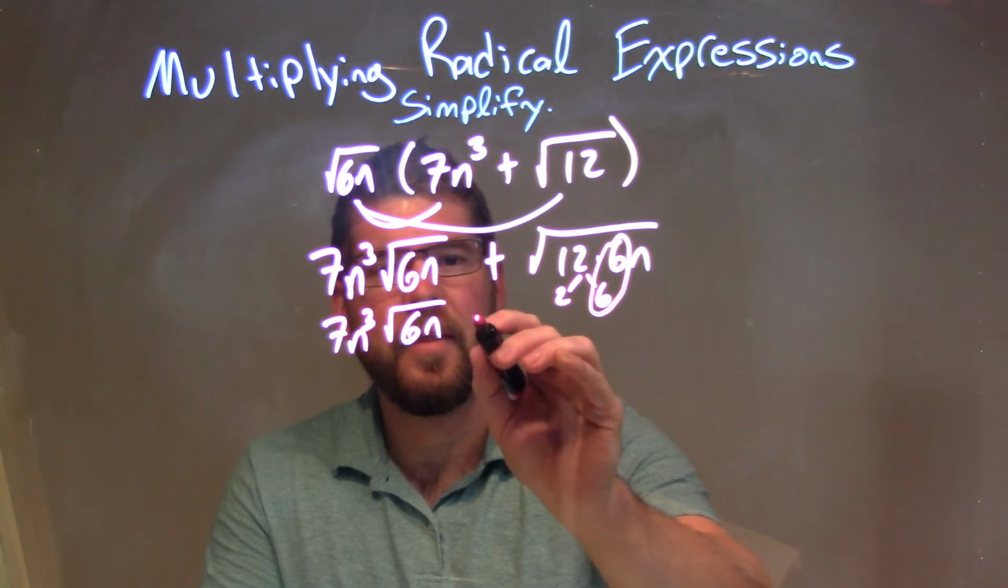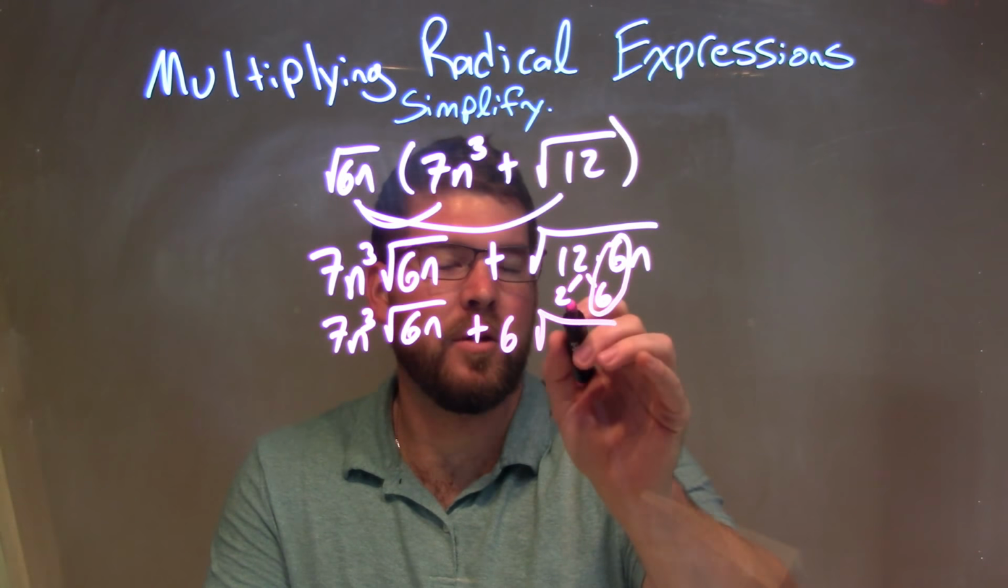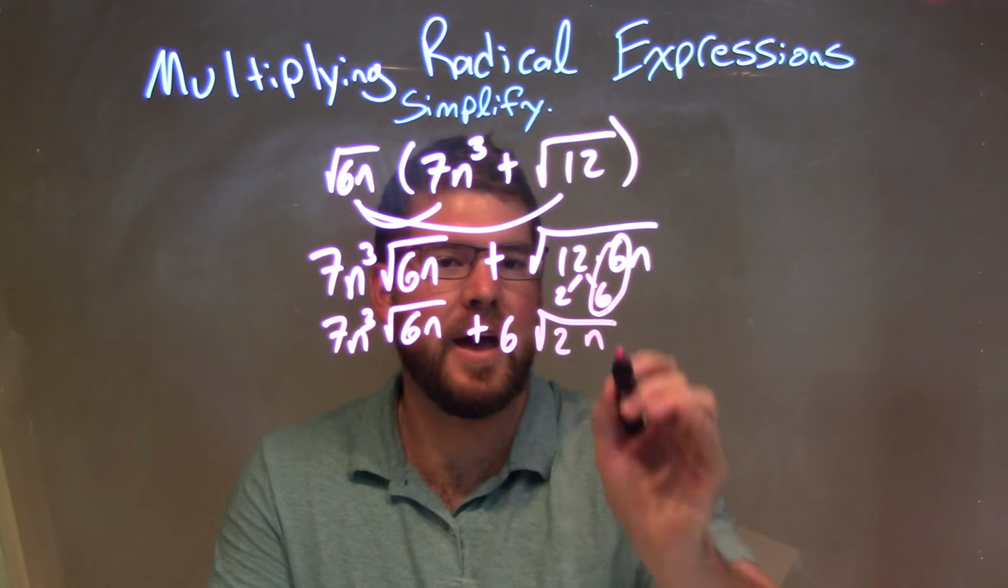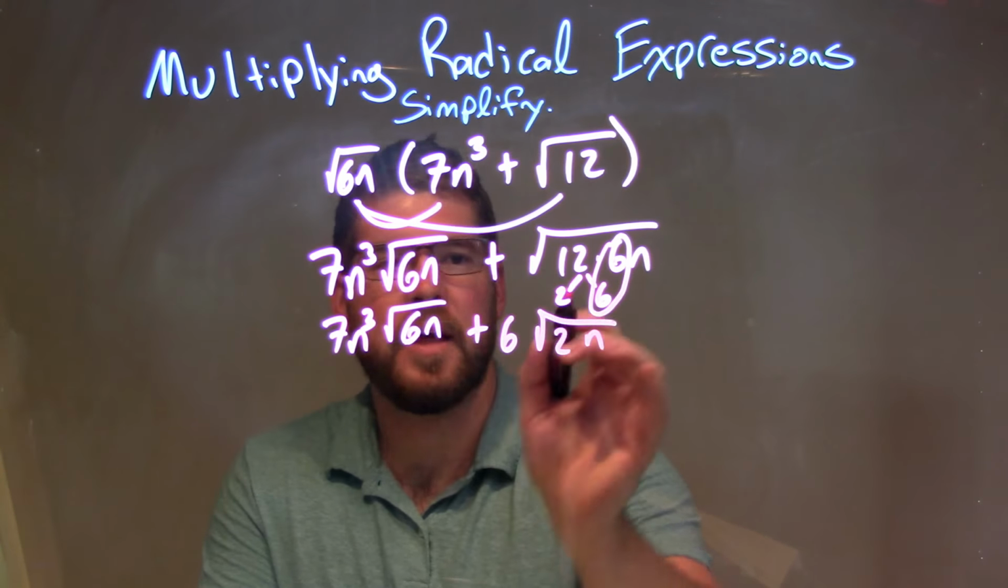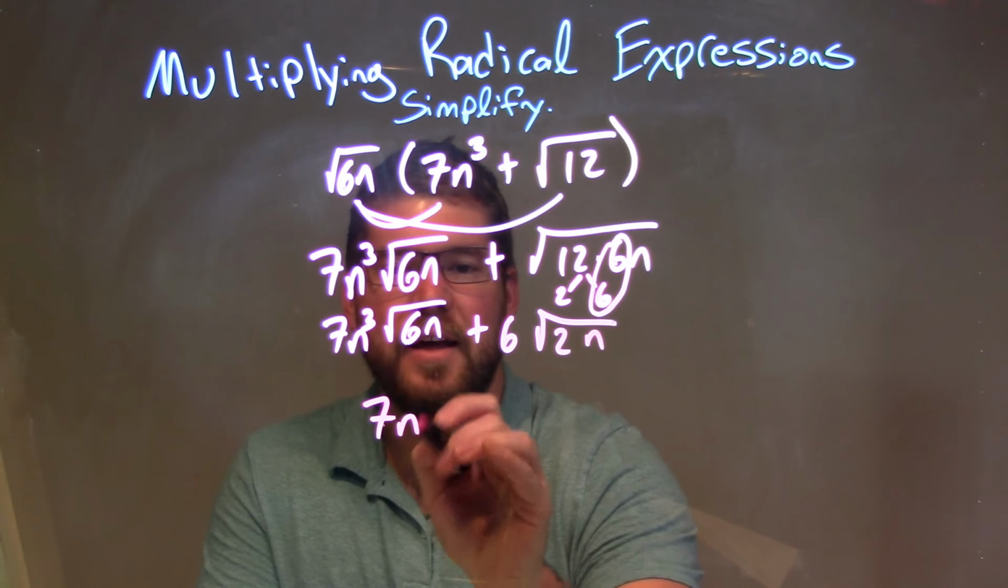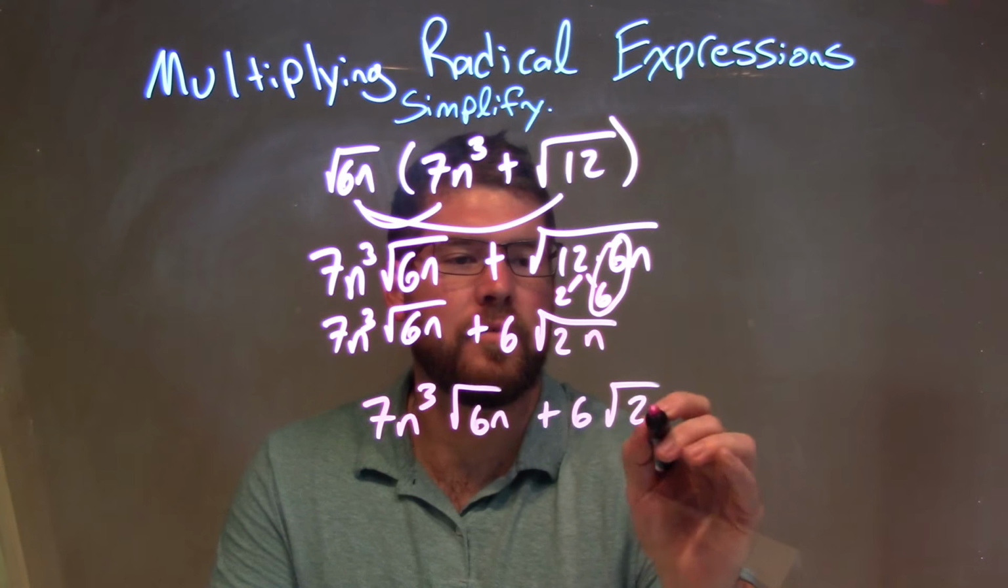Okay? Bringing that out, the pair of 6s outside with 6 here. Left the lone rangers by himself is the 2 and the n. Okay? So now let's go rewrite this a little nicer here, that 2 and that n. So it's 7n to the third times the square root of 6n plus 6 times the square root of 2n.